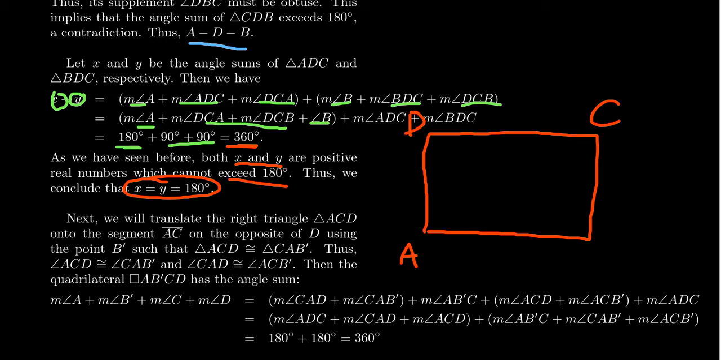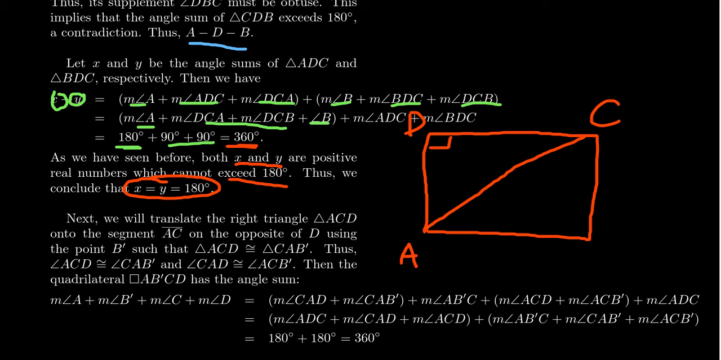We showed this one was a right triangle by construction. Its angle sum is 180 degrees. This was a right angle right here. And we're going to take this triangle ACD and we're going to copy it along the line AC.